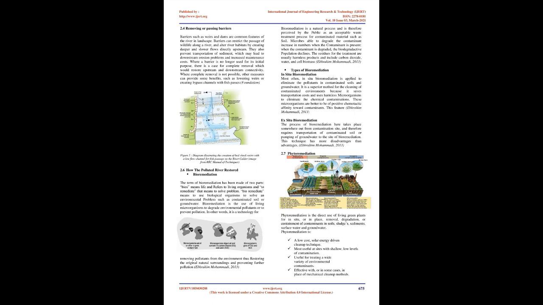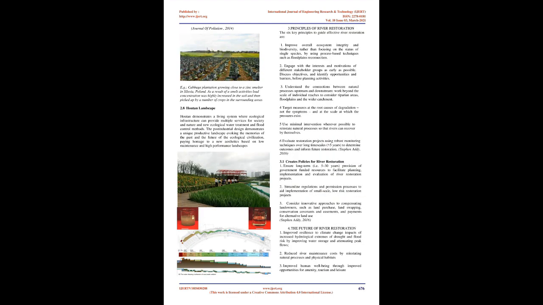Foundation. How the polluted river is restored. Bioremediation. The term bioremediation is made of two parts. Bios means life and refers to living organisms, and to remediate means to solve a problem. Bioremediate means to use biological organisms to solve an environmental problem such as contaminated soil or groundwater. Bioremediation is the use of living microorganisms to degrade environmental pollutants or to prevent pollution. In other words, it is a technology for removing pollutants from the environment, thus restoring the original natural surroundings and preventing further pollution. Ebi Mohammadi, 2013.